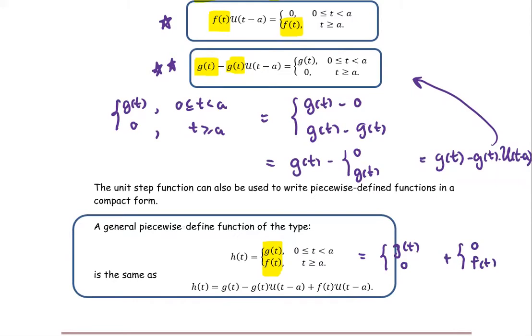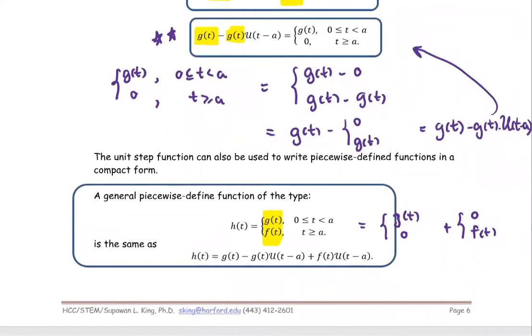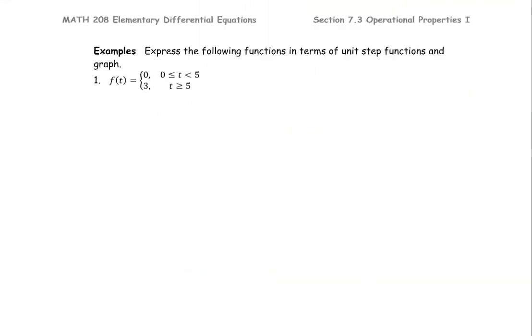So the first piecewise defined function can be written with the unit step function as g(t) minus g(t) times the unit step function u(t minus a). And then the second piecewise defined function in the unit step function form will be f(t) times the unit step function u(t minus a), as in the two-star box and the one-star box.